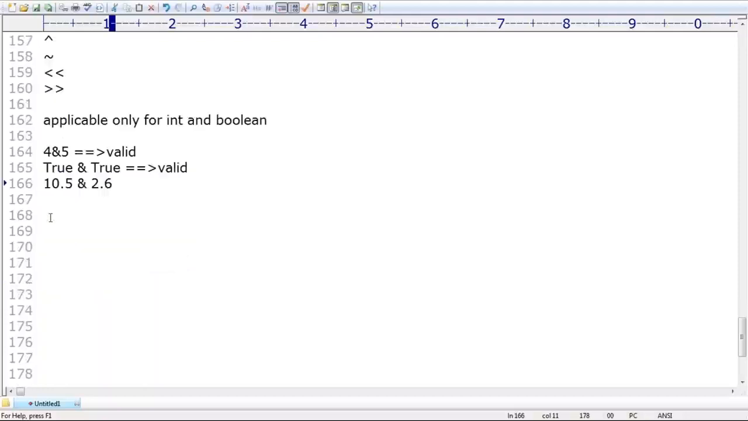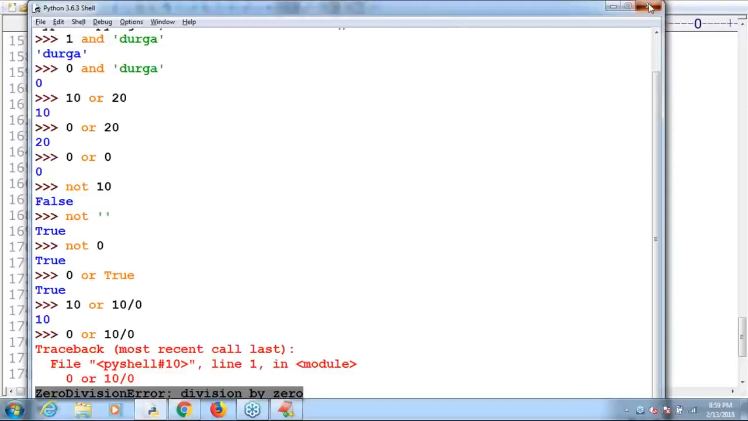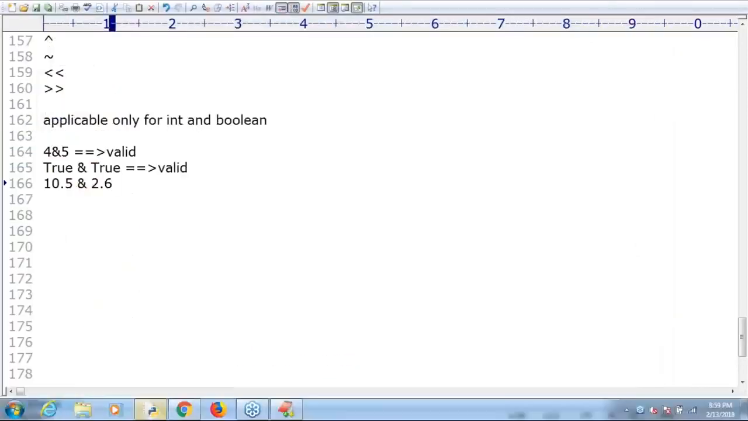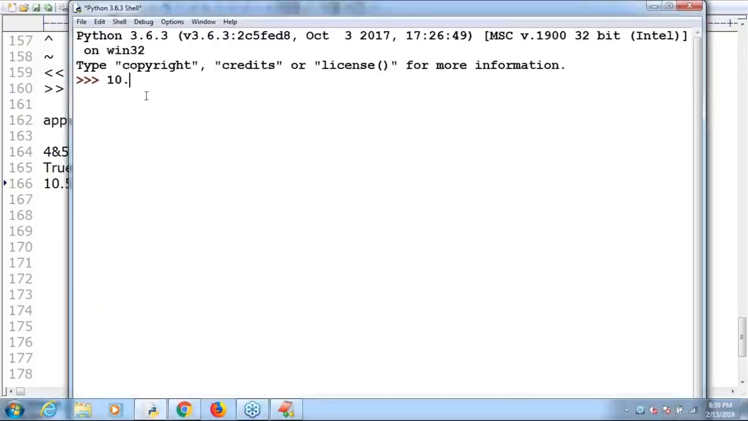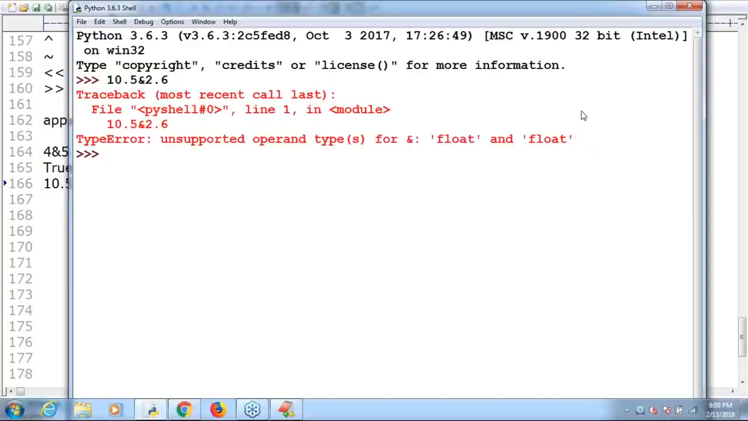Now take very special care about this one. Let me show this option so that you get some clarity. 10.5 and 2.6. Is it valid or invalid? Invalid. Can you please read that error? Unsupported type for and operator: float and float you can't apply. But the same thing you can take for true and for false, and happily you get the corresponding output by default. Make sure you are aware.